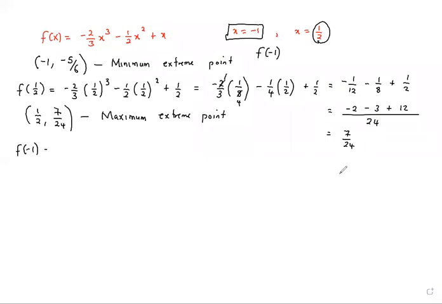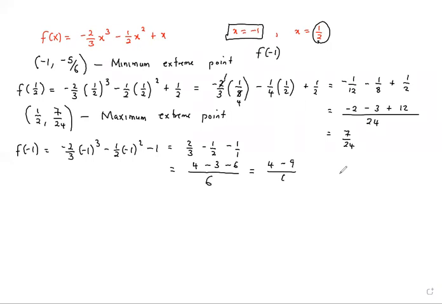What is f of negative 1? It is negative 2 over 3 times negative 1 to the power 3, minus half times negative 1 squared, minus 1. This was 2 over 3, minus 1 over 2, minus 1. The common denominator is 6. 3 into 6 is 2, 2 times 2 gives 4. Minus 2 into 6 is 3. 1 into 6 is 6. So this is 4 minus 3 minus 6, which is negative 5 over 6.